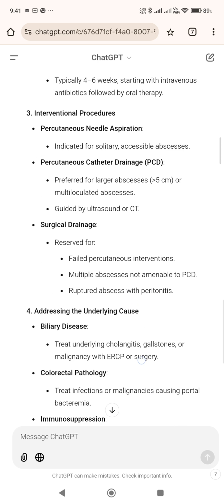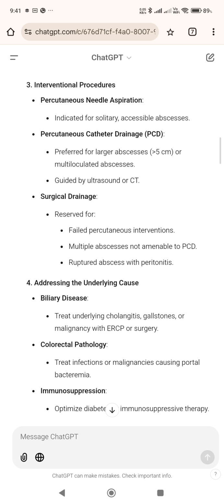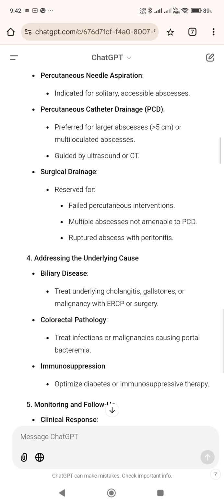3. Interventional procedures. Percutaneous needle aspiration: indicated for solitary accessible abscesses. Percutaneous catheter drainage, PCD: preferred for larger abscesses, over 5 centimeters, or multiloculated abscesses, guided by ultrasound or CT. Surgical drainage: reserved for failed percutaneous interventions, multiple abscesses not amenable to PCD, or ruptured abscess with peritonitis.